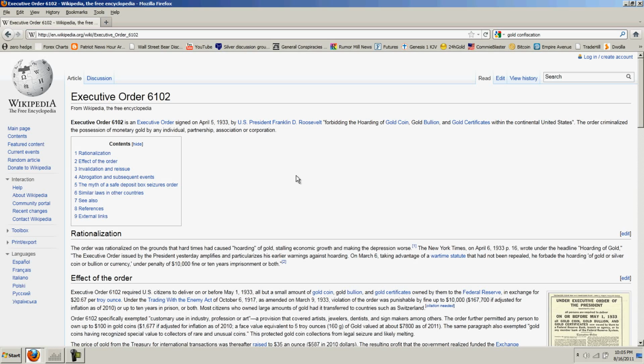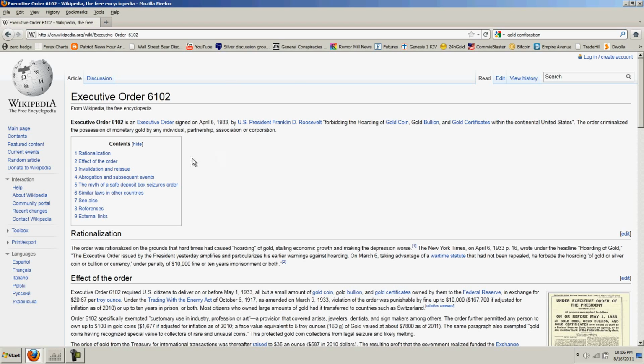Confiscation implies that the government goes house to house and, just like the gun grab, takes your guns or whatever it is. Go house to house and take your gold. Well, they didn't do that. They didn't go house to house, and they didn't take anyone's gold. They passed a law saying that after a certain date it would be illegal to hoard quote-unquote gold, and that you would have to sell your gold to the government before that date.